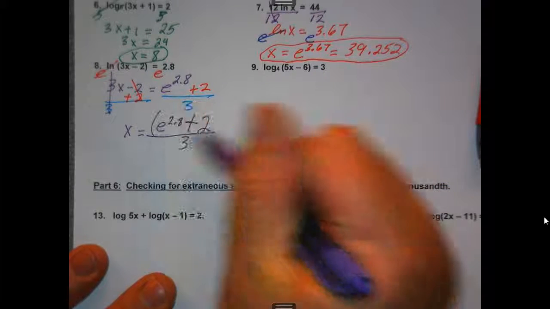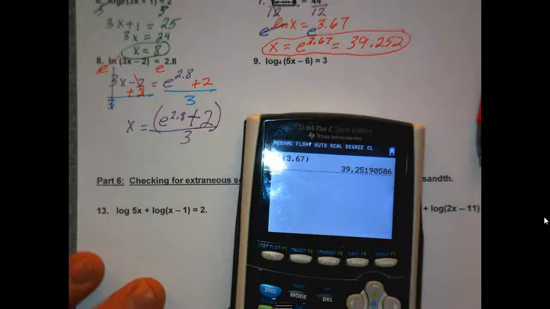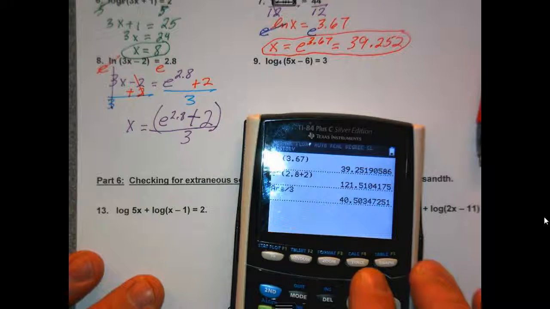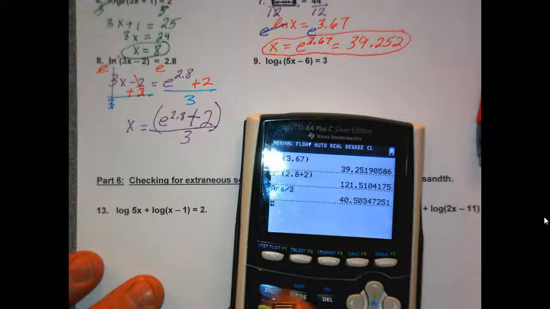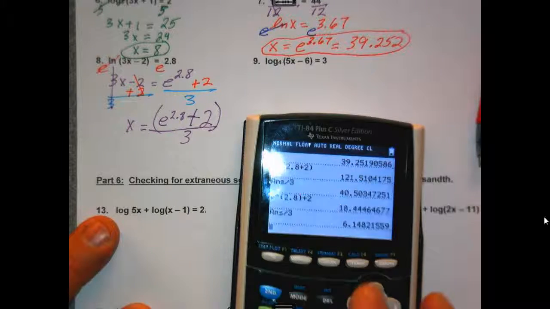And if you want to put it in a calculator all at once, what are you going to have to do? Parentheses, or do what I do, separate. E to the 2.8, plus 2, enter, divide by 3. Something's wrong. I should have closed this before. Let's see, e to the 2.8, close it, then add 2. 18 divided by 3, 6.148.